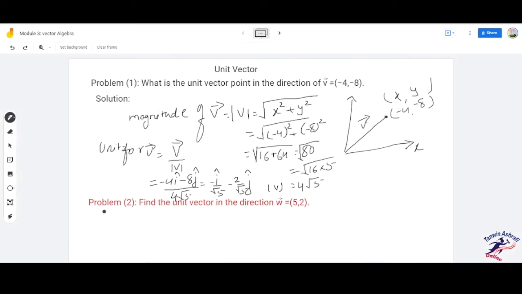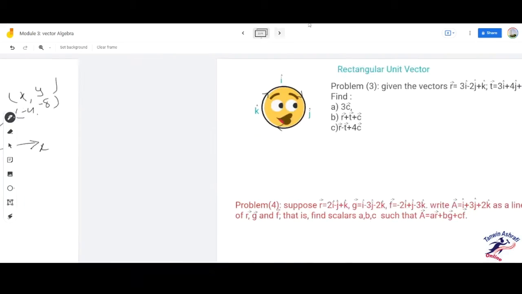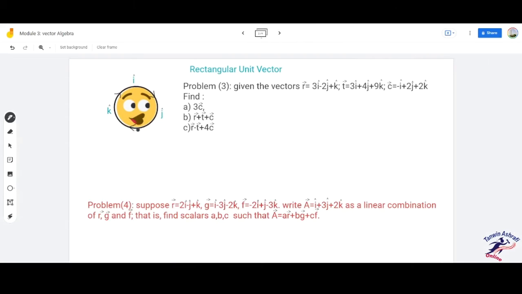I have kept this problem for you. Find the unit vector for W in a similar manner. Try it. You will find that it is better to work with your own hands. Now, the rectangular unit vectors. As we have learned, the rectangular unit vectors i, j and k, and they are usually circled with each other.